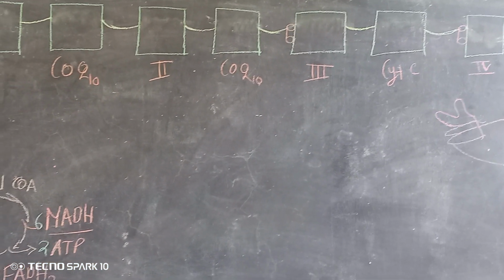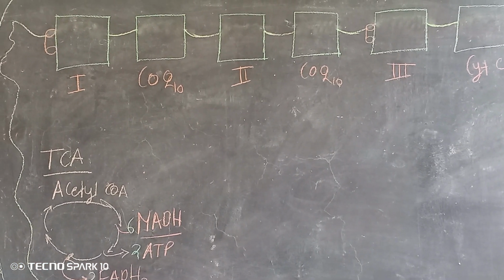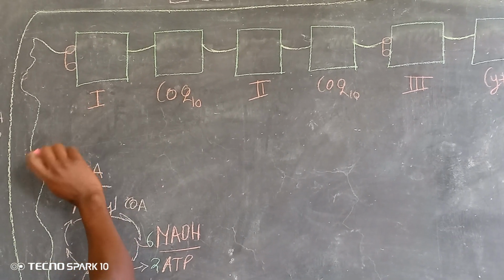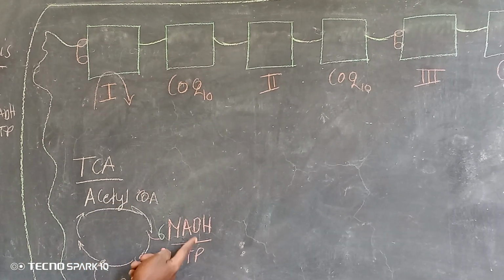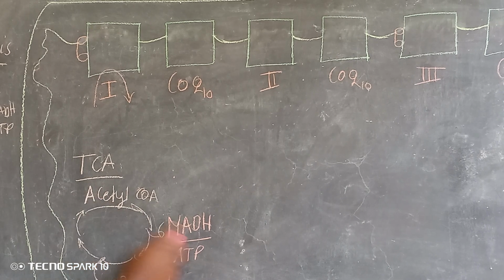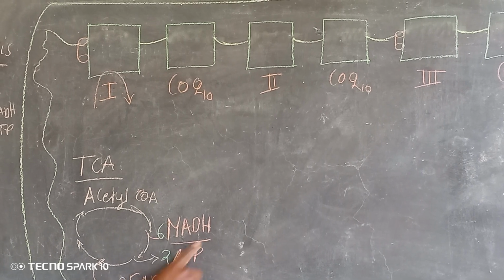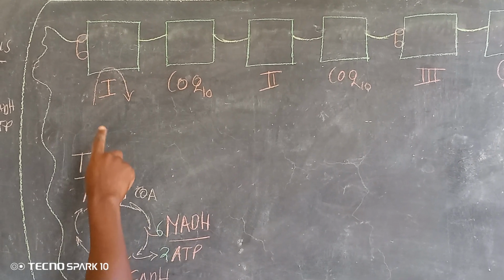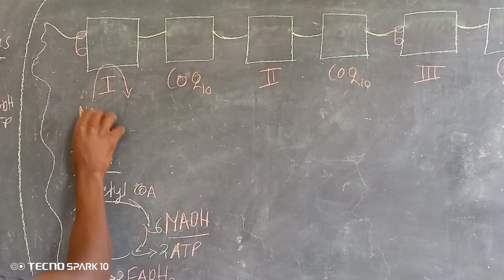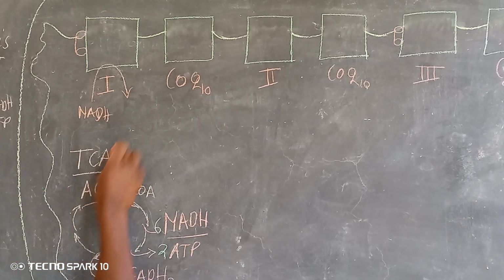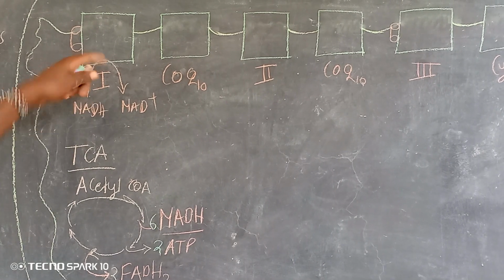Now, let's see. NADH is going to get into complex 1. So I'm going to have NADH. NADH is going to come and unload the electrons it carries. It contains a hydride, and this hydride is going to be split into a proton and electrons. So NADH is going to be oxidized to NAD plus, and it's going to give the electrons.